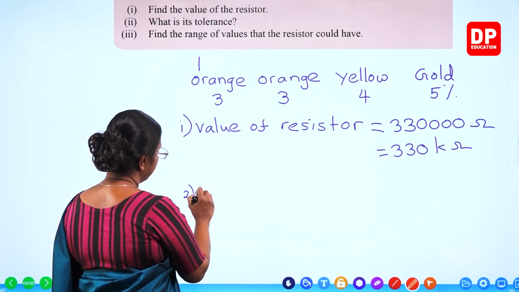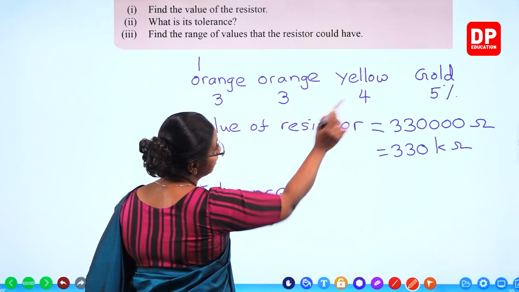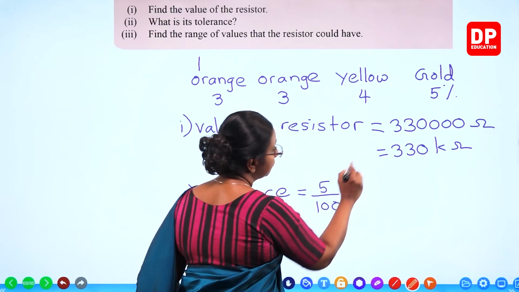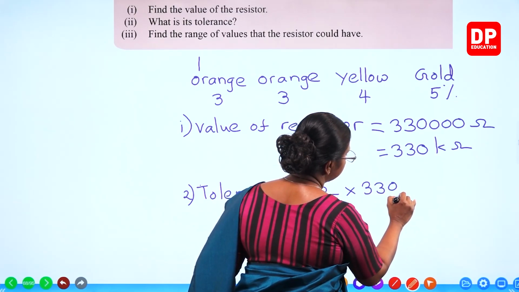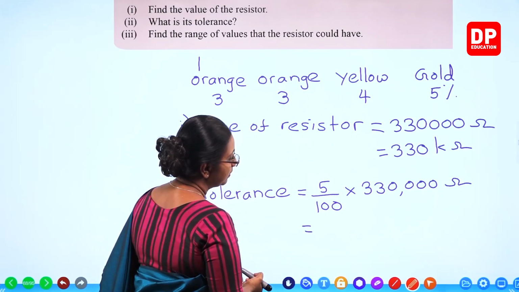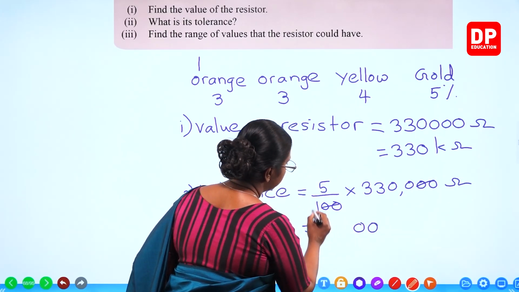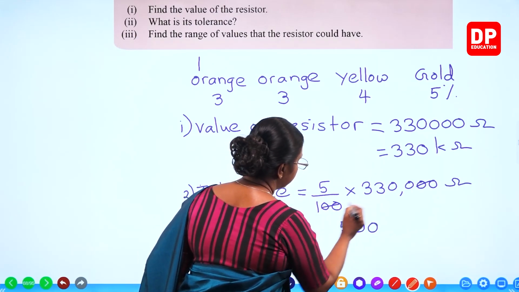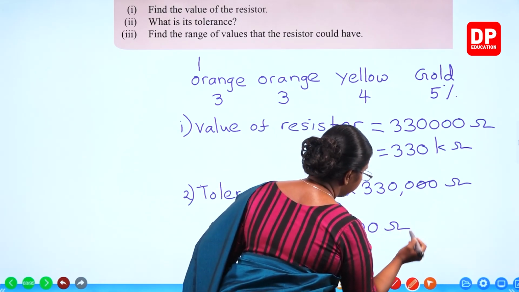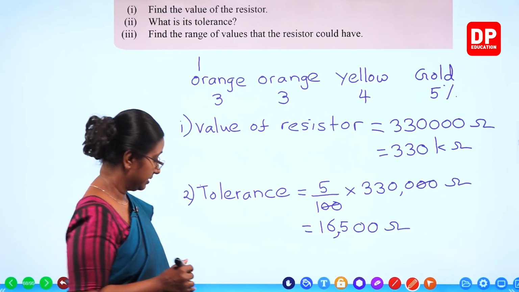So for the second question, tolerance. Tolerance is what? Gold, 5%. So for 100, it's 5. Therefore, for 330,000 ohms, if you simplify, 0, 0, 3 into 5, 15, 1, 3 into 5, 15 and 16. So that is going to be 16,500 ohms. That is the tolerance of the resistor.